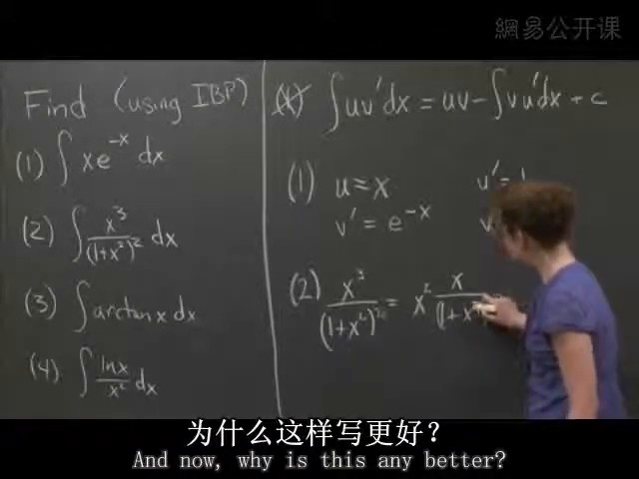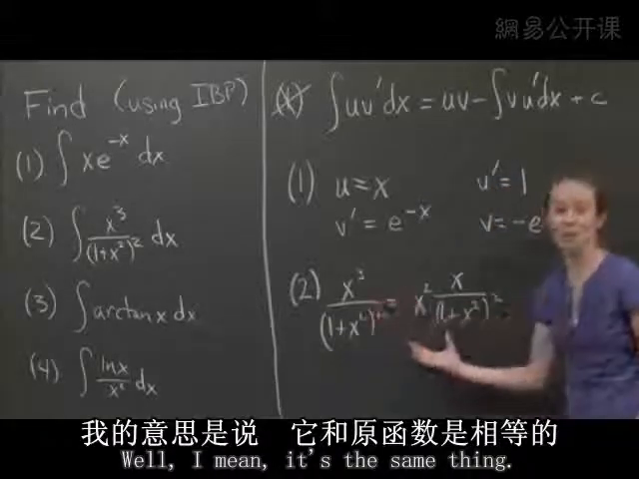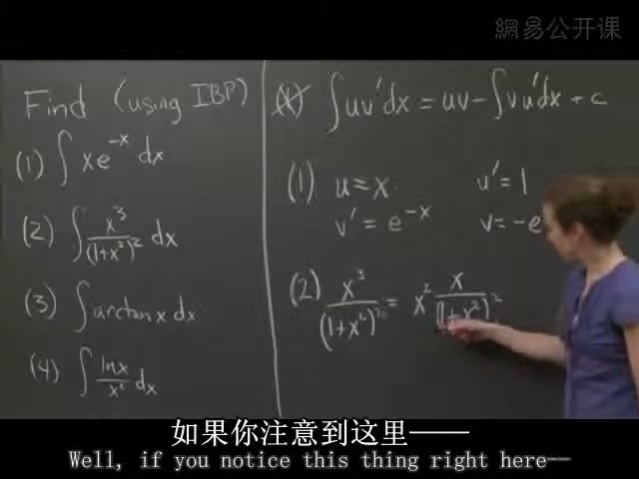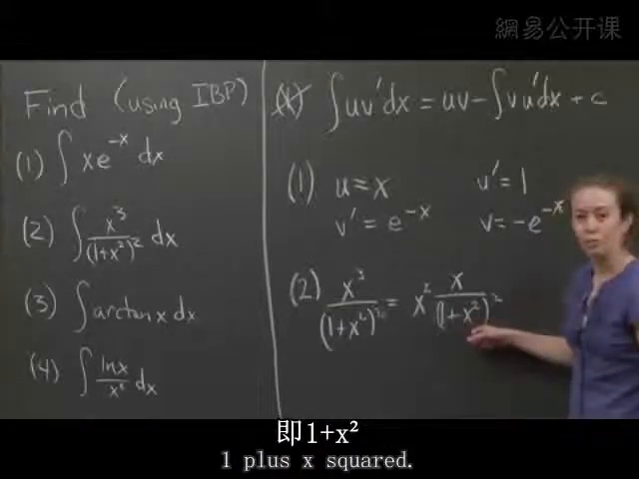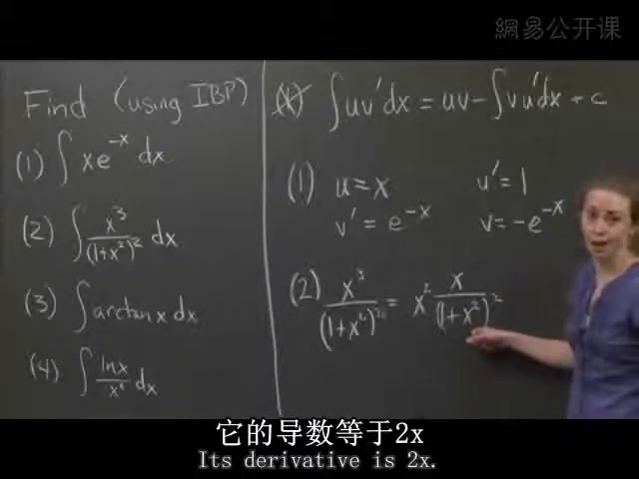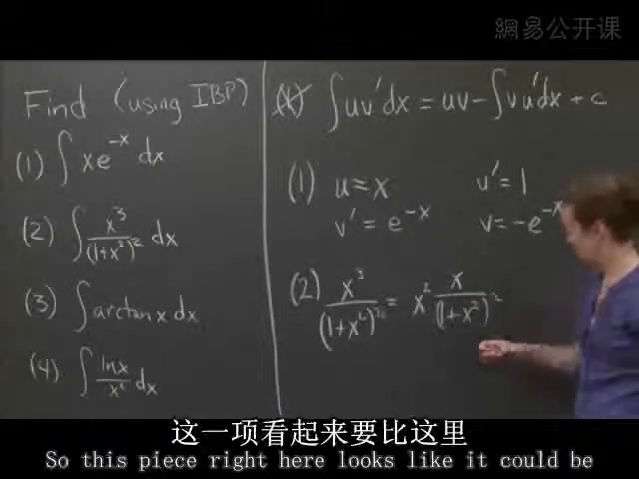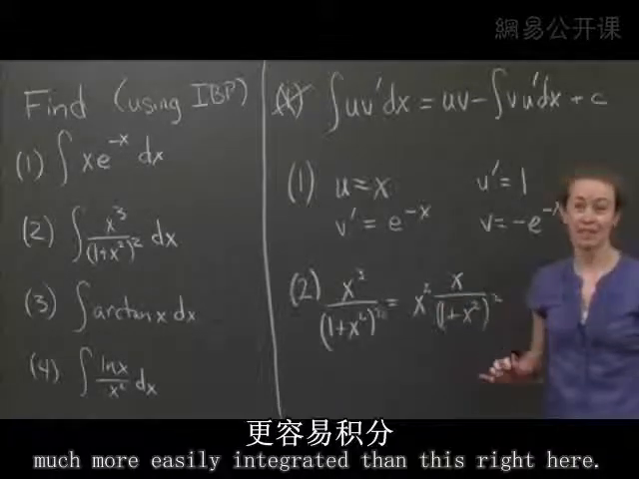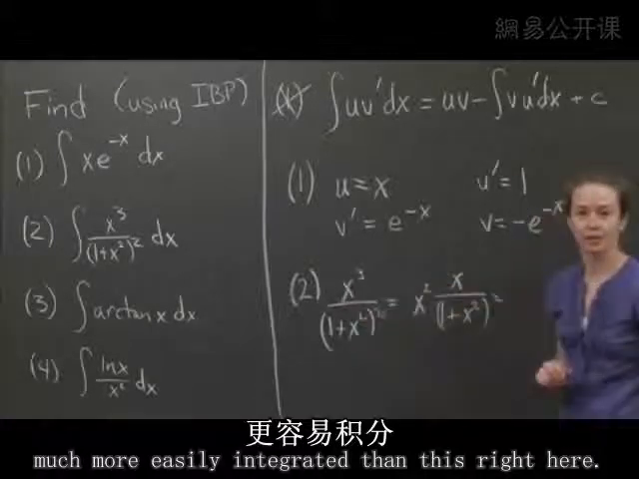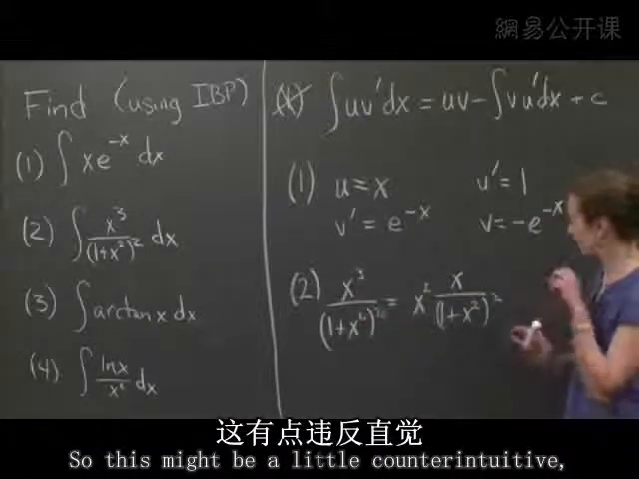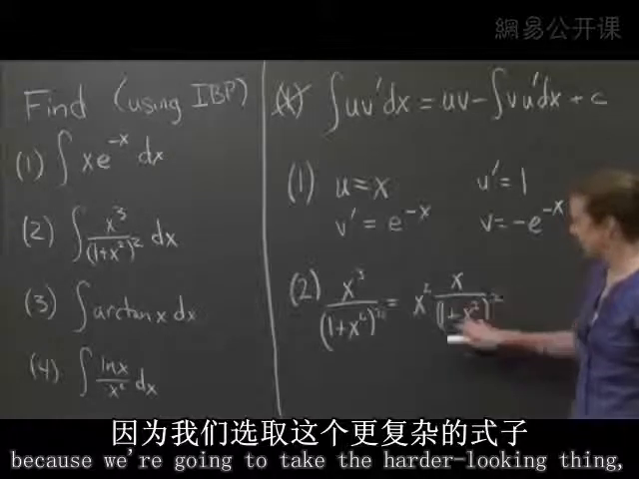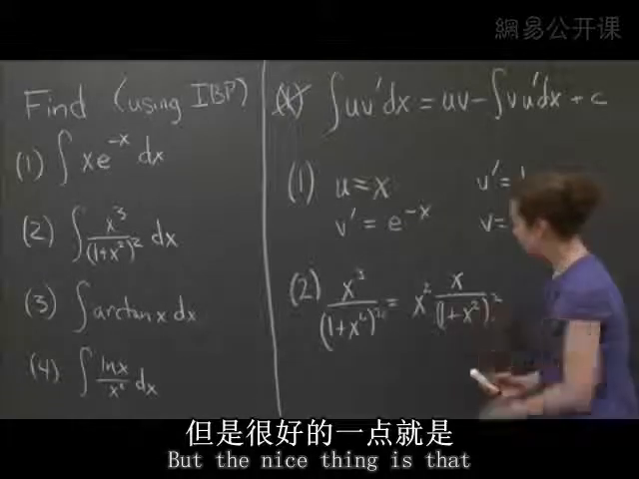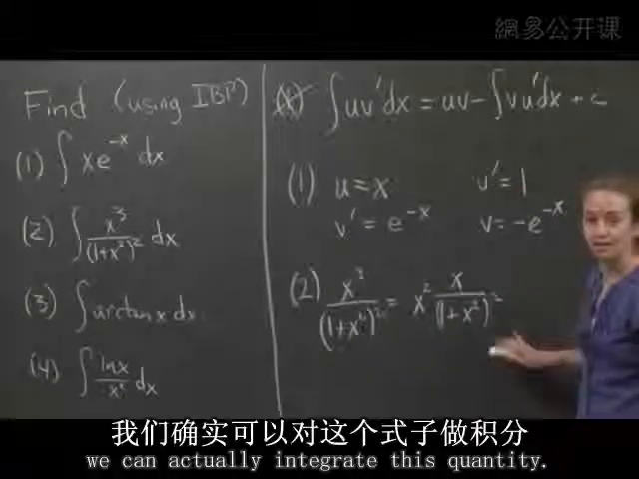And now, why is this any better? I mean, it's the same thing, but why does this help us see what we want to do? Well, if you notice, this thing right here, 1 plus x squared, what is its derivative? Its derivative is 2x. Up here we have an x. So this piece right here looks like it could be much more easily integrated than this right here. This might be a little counterintuitive, because we're going to take the harder looking thing and make that our v prime. But the nice thing is that we can actually integrate this quantity.